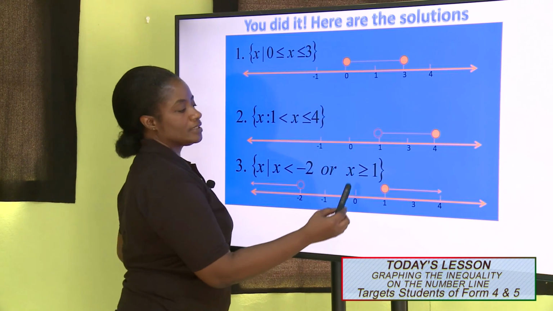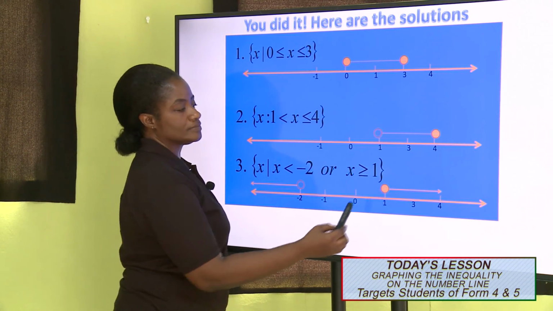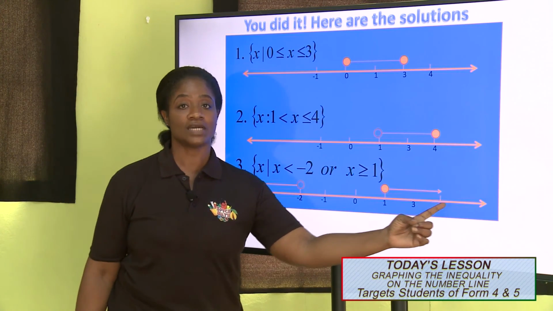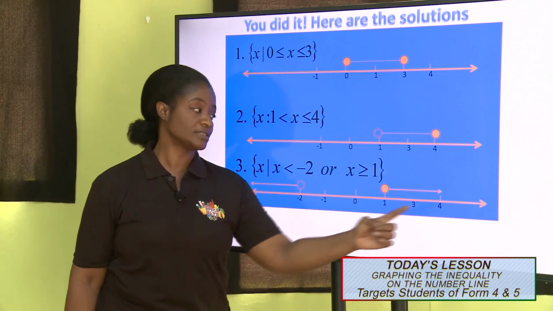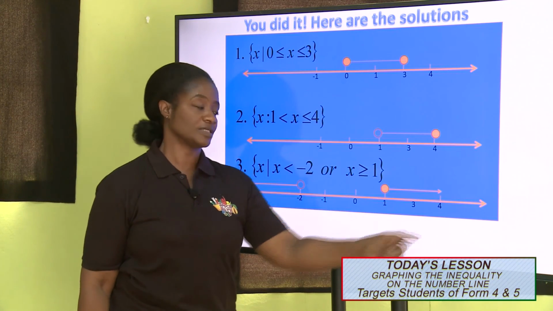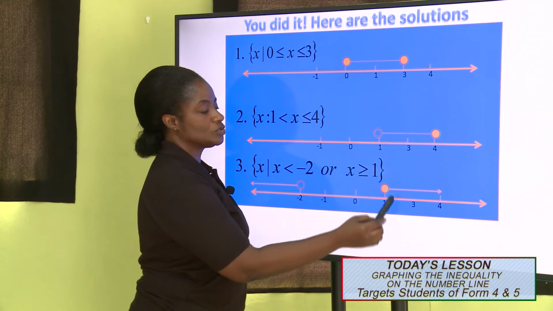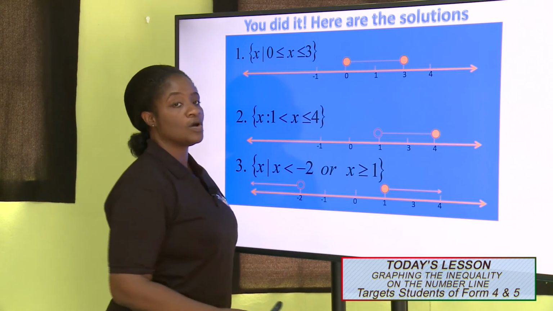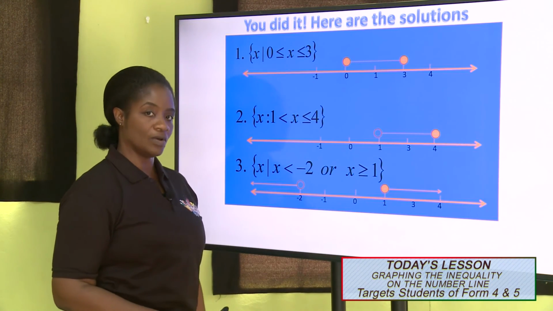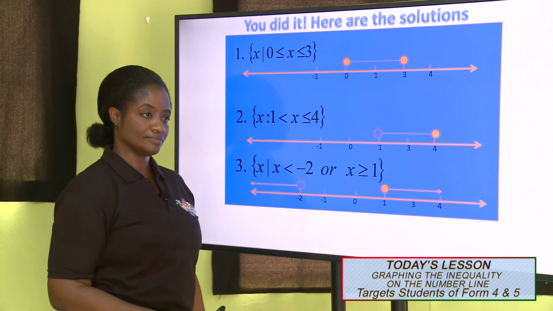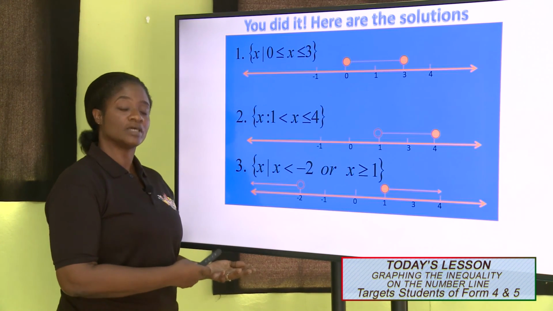As well as x is greater than 1. So you'll definitely have an arrow going to the right. The number line increases in this direction. But also, x is equal to 1, so you should have a bold circle on the digit 1. So there you have it.